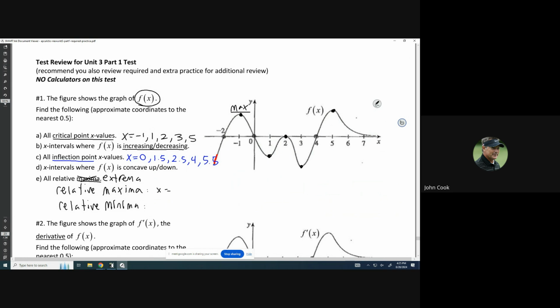All right, let's see where they happen. So the maxima happen at the top of the hill, and the minima happen at the bottom of the hill. All right, so it looks like I've got maximum values at -1, at 2, and then also at 5. And then I've got relative minima at the bottom of the hill at 1 and 3. And those are all of my relative extrema. I went a little bit above and beyond part E, but whatever, I think it's good enough.